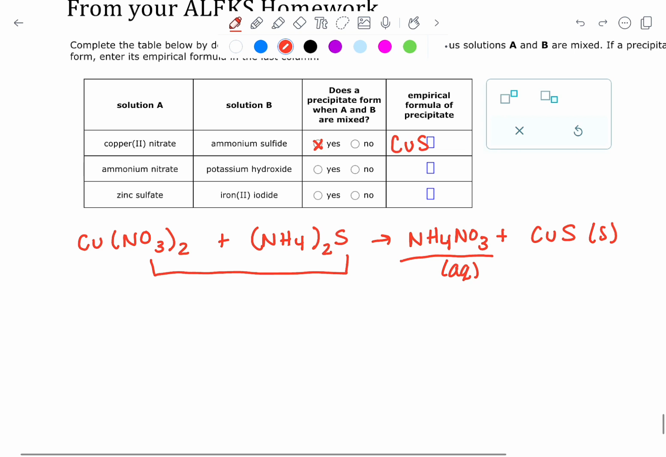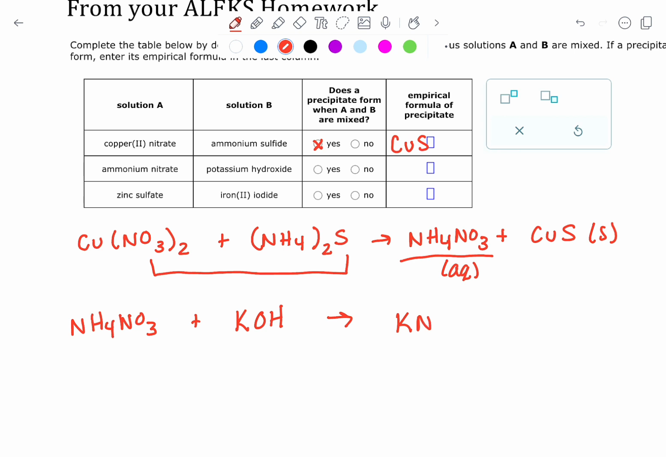Okay, our next one is ammonium nitrate, NH4NO3, plus potassium hydroxide, KOH, and we form KNO3 and NH4OH. NO3 and group 1 ions are going to be aqueous always. Hydroxides are typically water insoluble, but because it's with an ammonium, it is also an aqueous solution. So the ammonium kind of wins out there. So will a precipitate form? No. If you say no, then you don't even need to write anything in the empirical formula side. You just leave it blank.